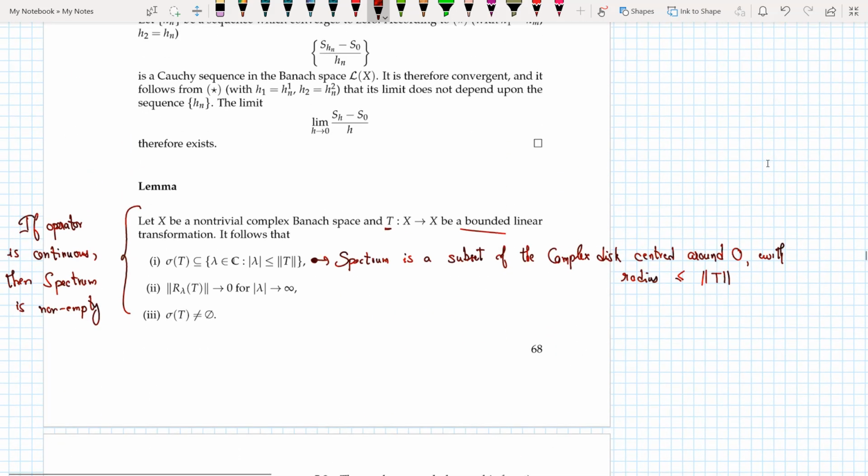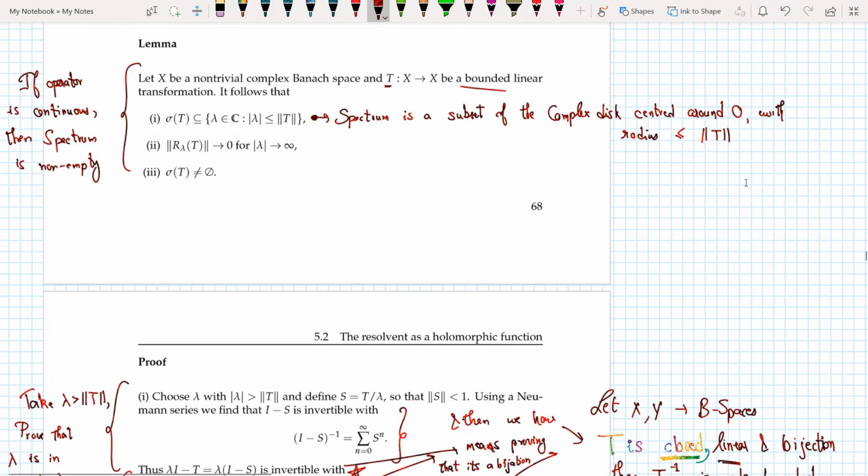Today we're going to discuss some properties of the spectrum of an operator, and we're going to delve deep into some theorems of holomorphic functions and associated properties.